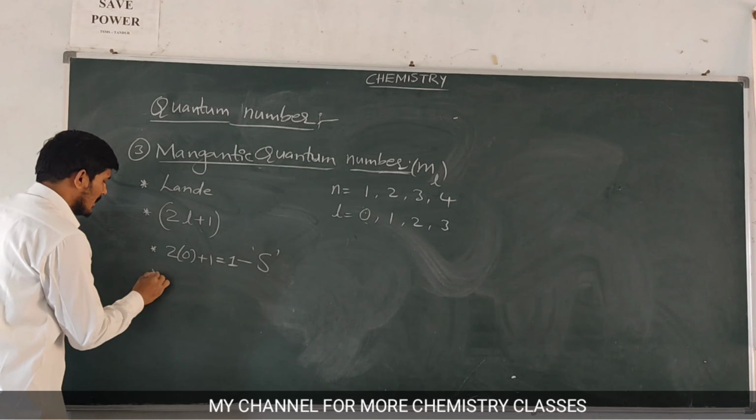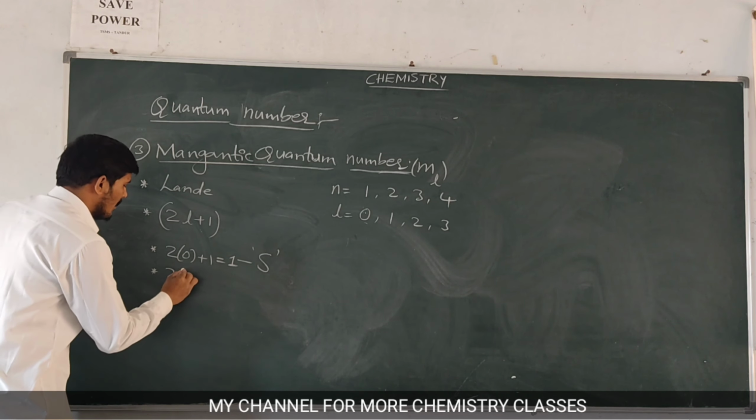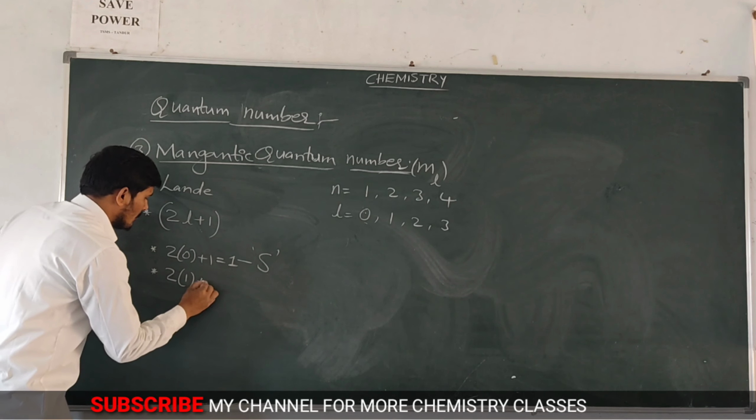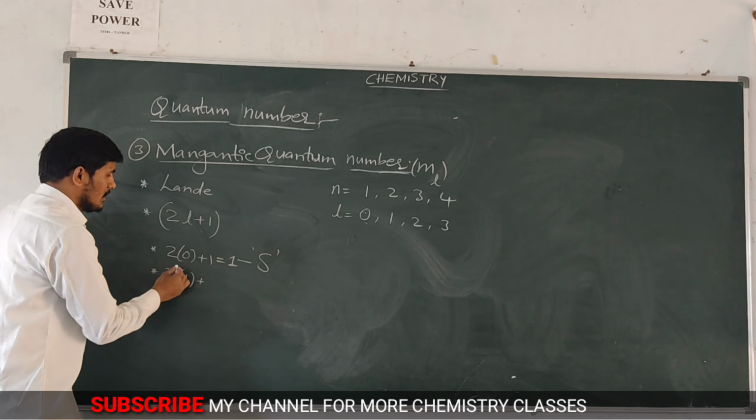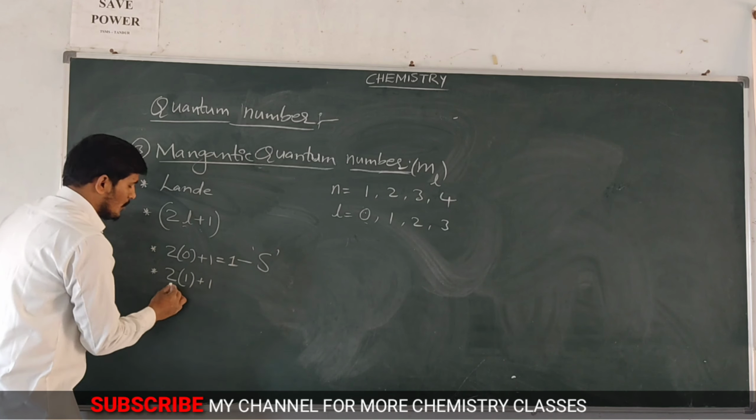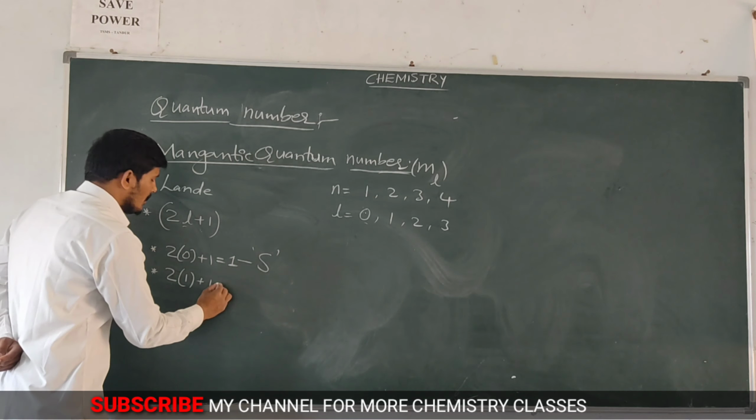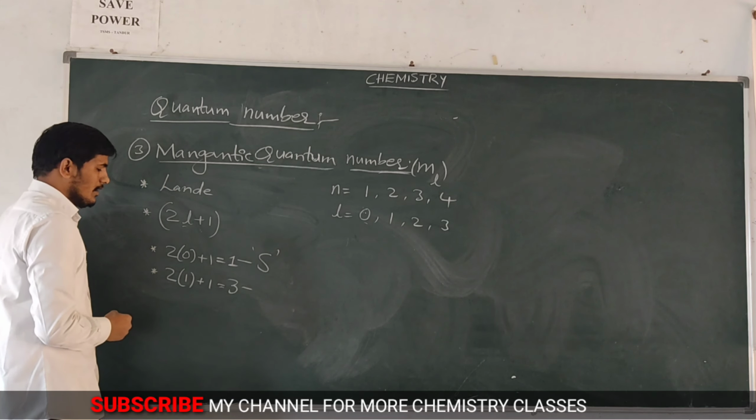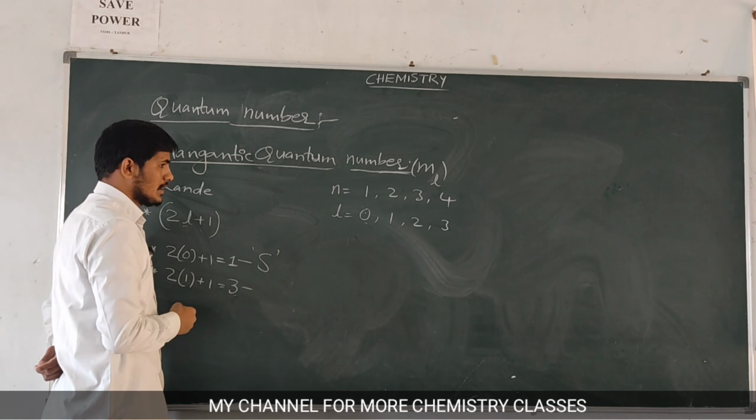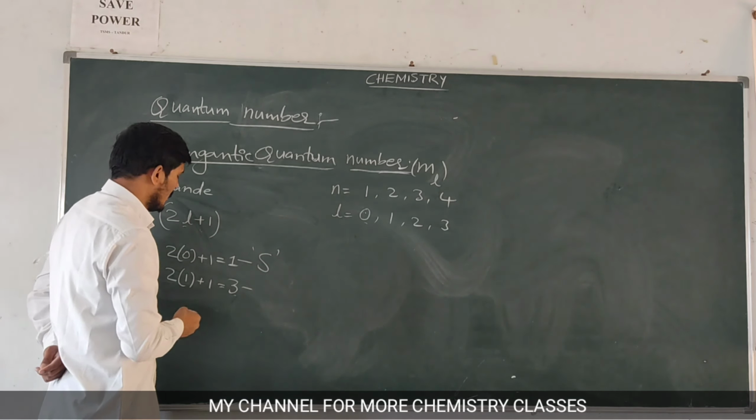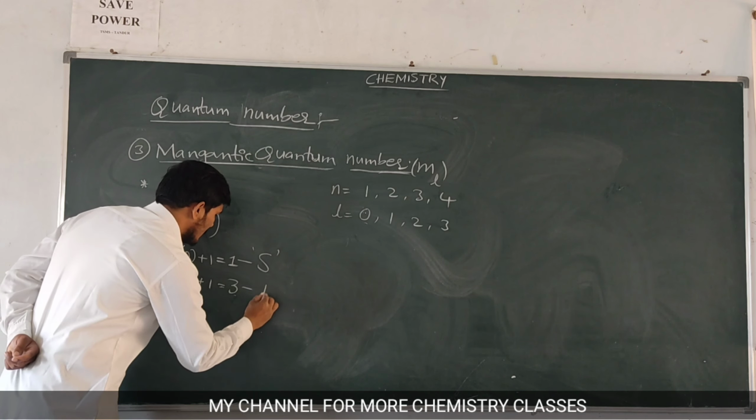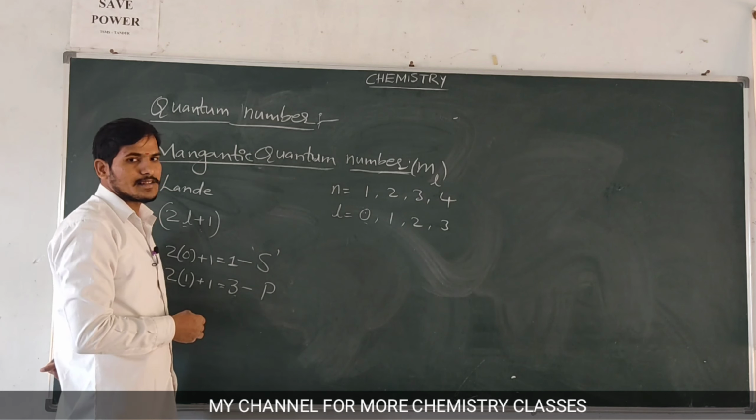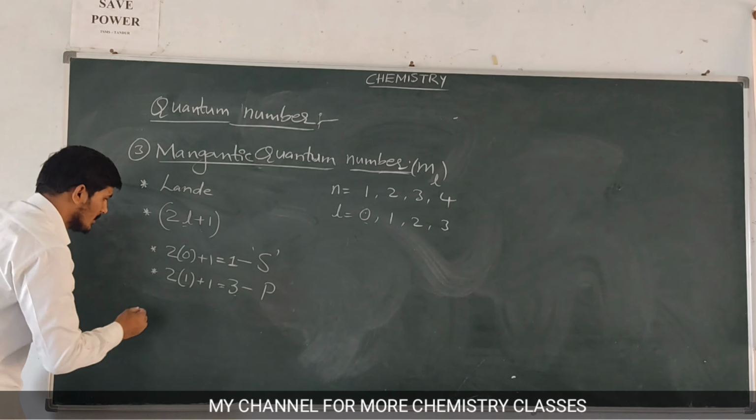Second, substitute the next L value. After 0, the L value is 1. By substituting 1 in the place of L, you get 2 into 1, 2, plus 1 is equal to 3. That means the second shell has 3 orbitals, which is the p orbital. In p, it has 3 orbitals.